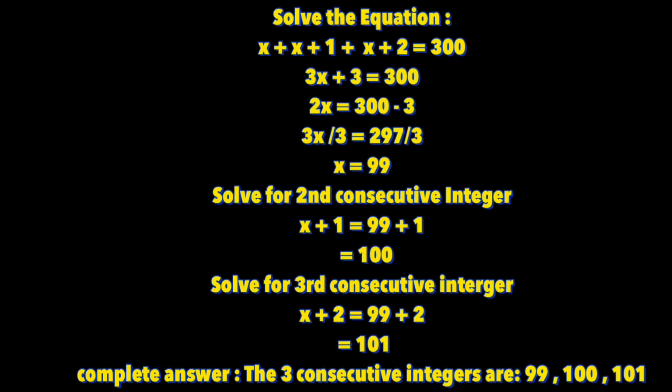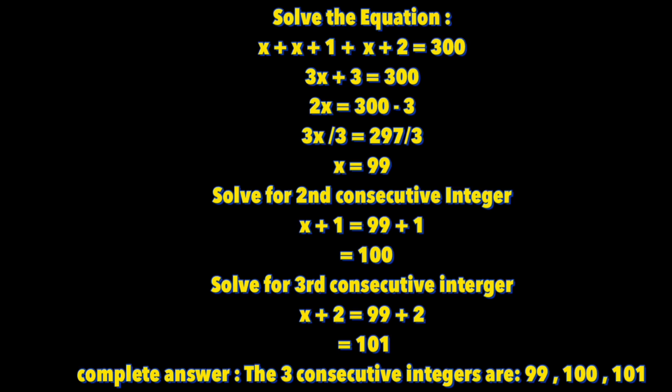So we're going to combine like terms. x plus x plus x equals 3x. 1 plus 2 equals plus 3, equals 300. Then 3x plus 3 equals 300. Then we're going to transpose positive 3 to the right side of the equation, becomes negative 3. Then we're going to simplify. 300 minus 3 equals 297.